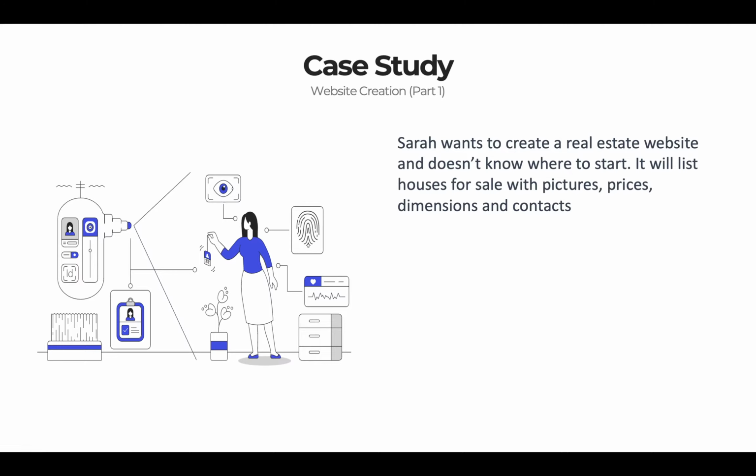The case study that we're going to follow throughout the sessions from today, tomorrow, the day after, is going to be about Sarah, who wants to create a real estate website and she doesn't really know where to start. It has to list all the houses that are for sale with the pictures, the prices, the dimensions, and the contacts of who to go to in order to select a particular piece of real estate.